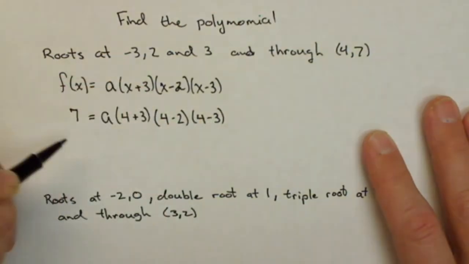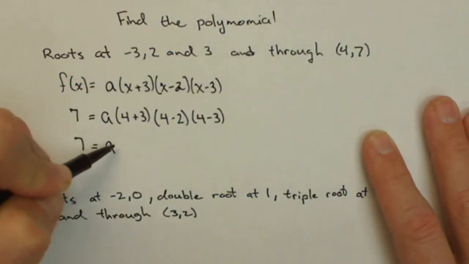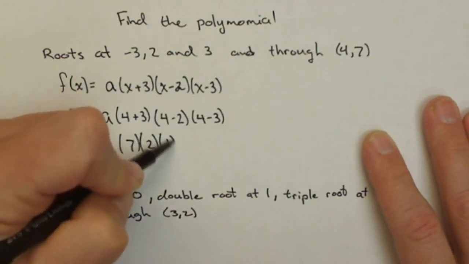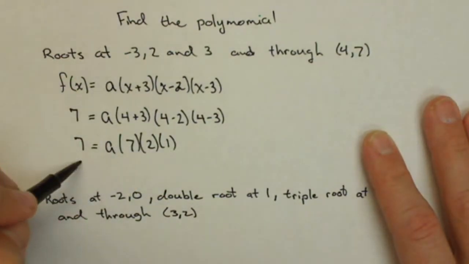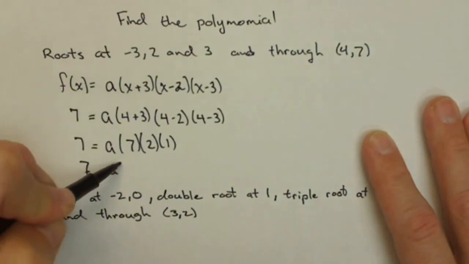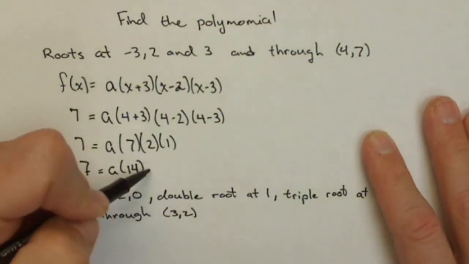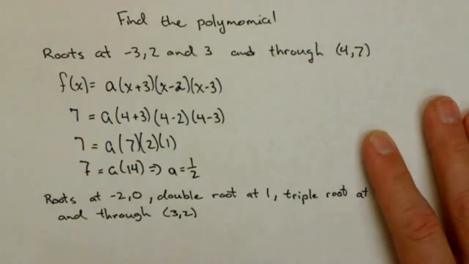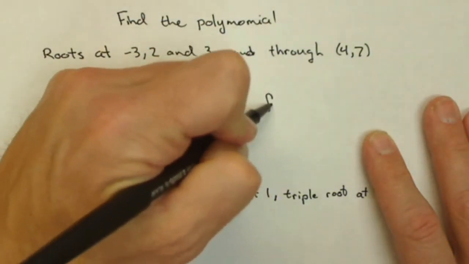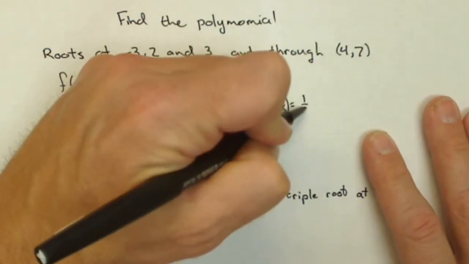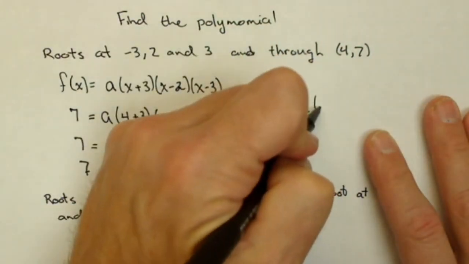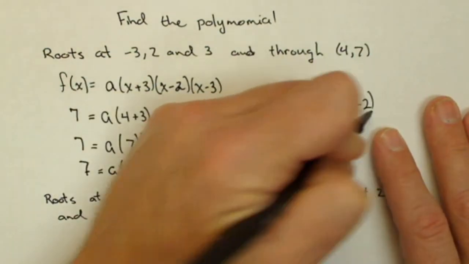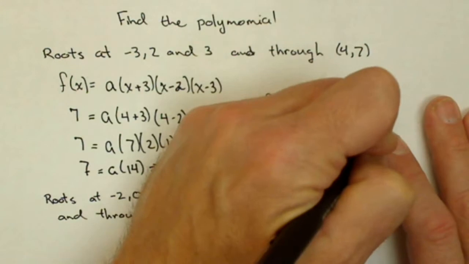So here's what we have to calculate. 7 equals a times 7 times 2 times 1, or 7 equals a times 14, which is going to give us a equals 1/2. We're going to put that in front of our polynomial, and we have our f of x. It's 1/2 times (x plus 3) times (x minus 2) times (x minus 3).